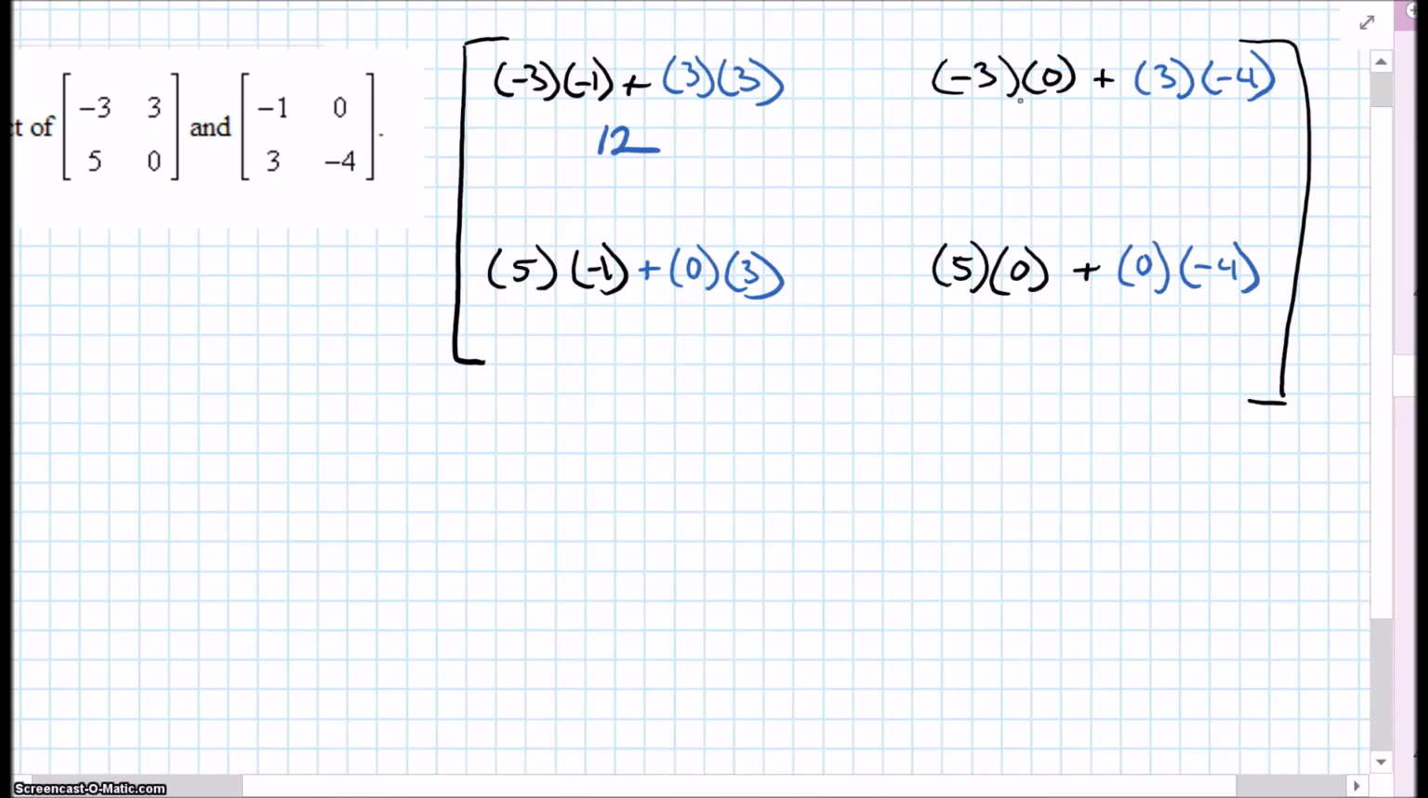Over here, negative 3 times 0 is 0. 3 times negative 4 is negative 12, so it'd just be negative 12. 5 times negative 1 is negative 5 plus 0, so it'd just be negative 5. And then 5 times 0 is 0, plus 0 times 4 is 0, so the answer would be 12, negative 12, negative 5, 0. So that's my new matrix. It's a 2 by 2 matrix.